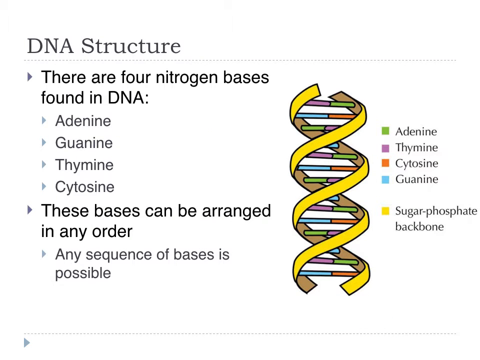Here we have those 4 nitrogen bases again: adenine, guanine, thymine, and cytosine. As you can tell, that is very important, so I hope you have written that down. So any sequence of bases is possible. And remember, it's those sequences that make us who we are and what we are.